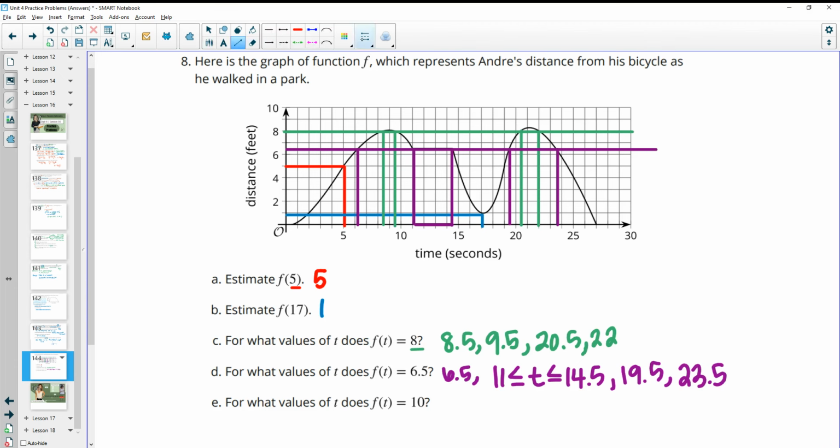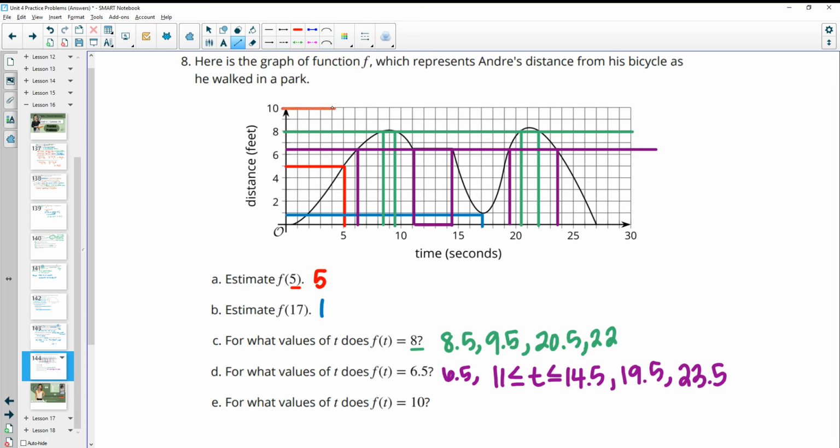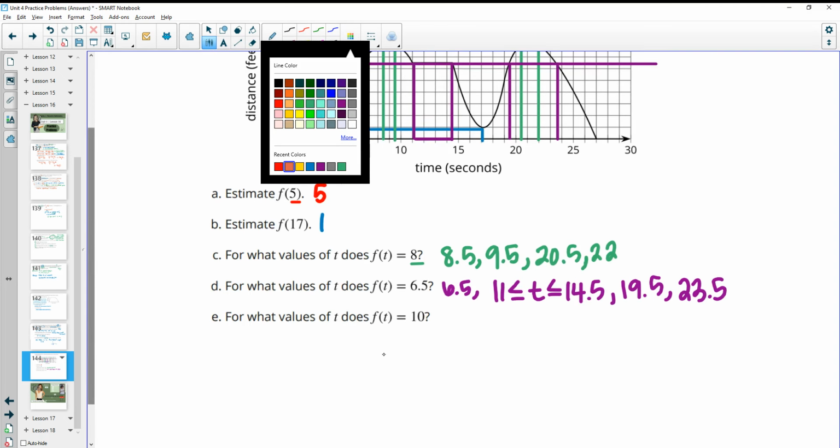And then when does f of t equal 10? So here's 10. So when does it equal 10? Never. Okay, it never touches that. So he's never 10 feet away from his bike.